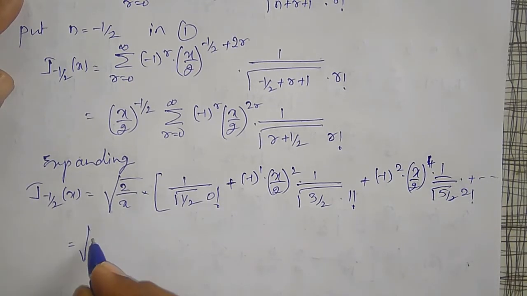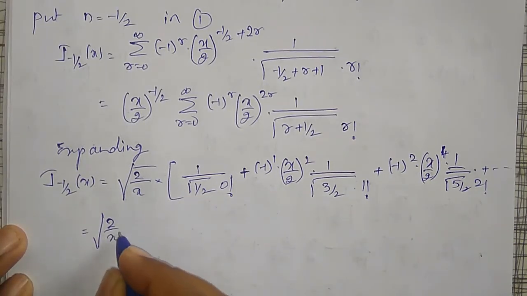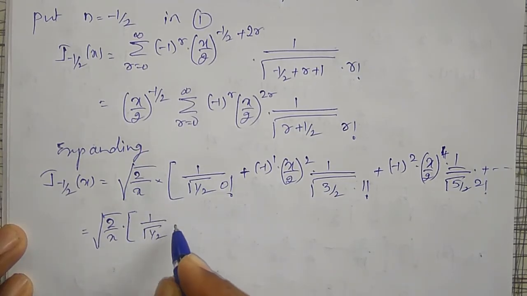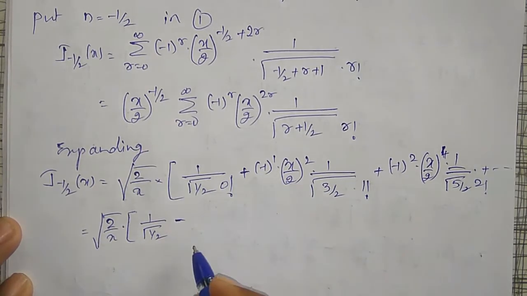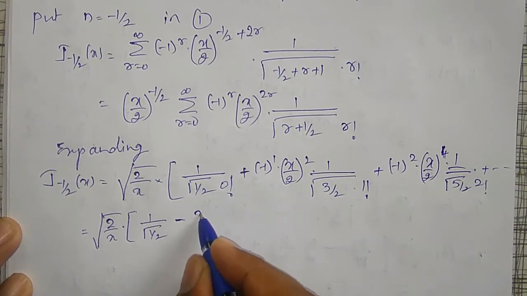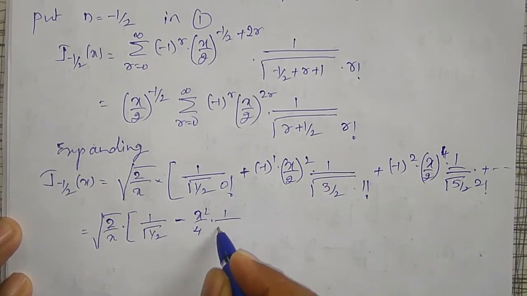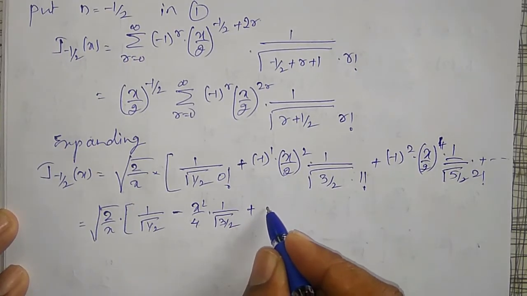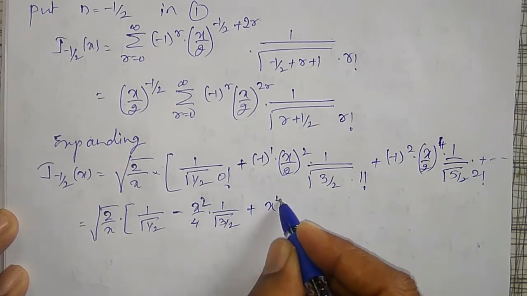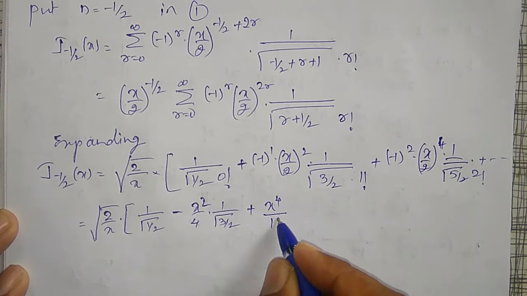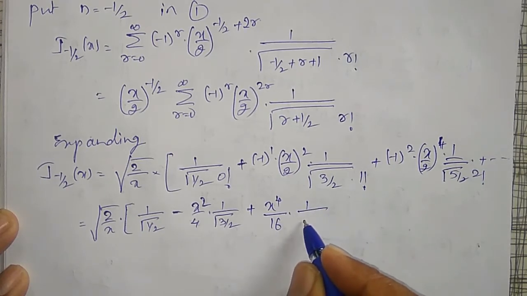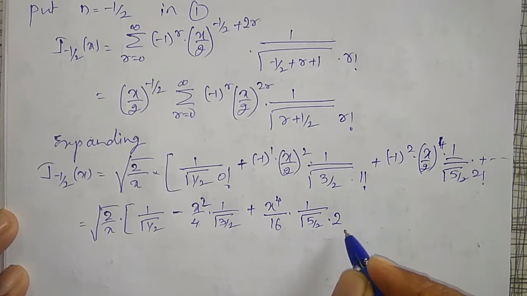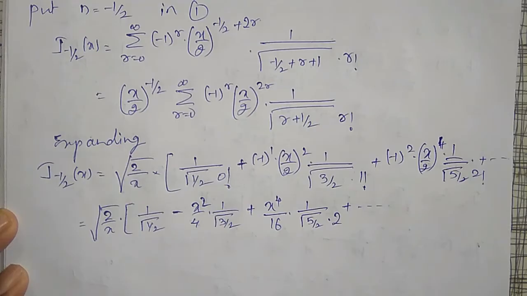Therefore it is square root of 2 divided by x into 1 divided by gamma function of 1 by 2, minus x square divided by 4 into 1 divided by gamma function of 3 by 2, plus x raised to 4 divided by 2 raised to 4, which is 16, into 1 divided by gamma function of 5 by 2 into 2 factorial, which is 2, plus so on.